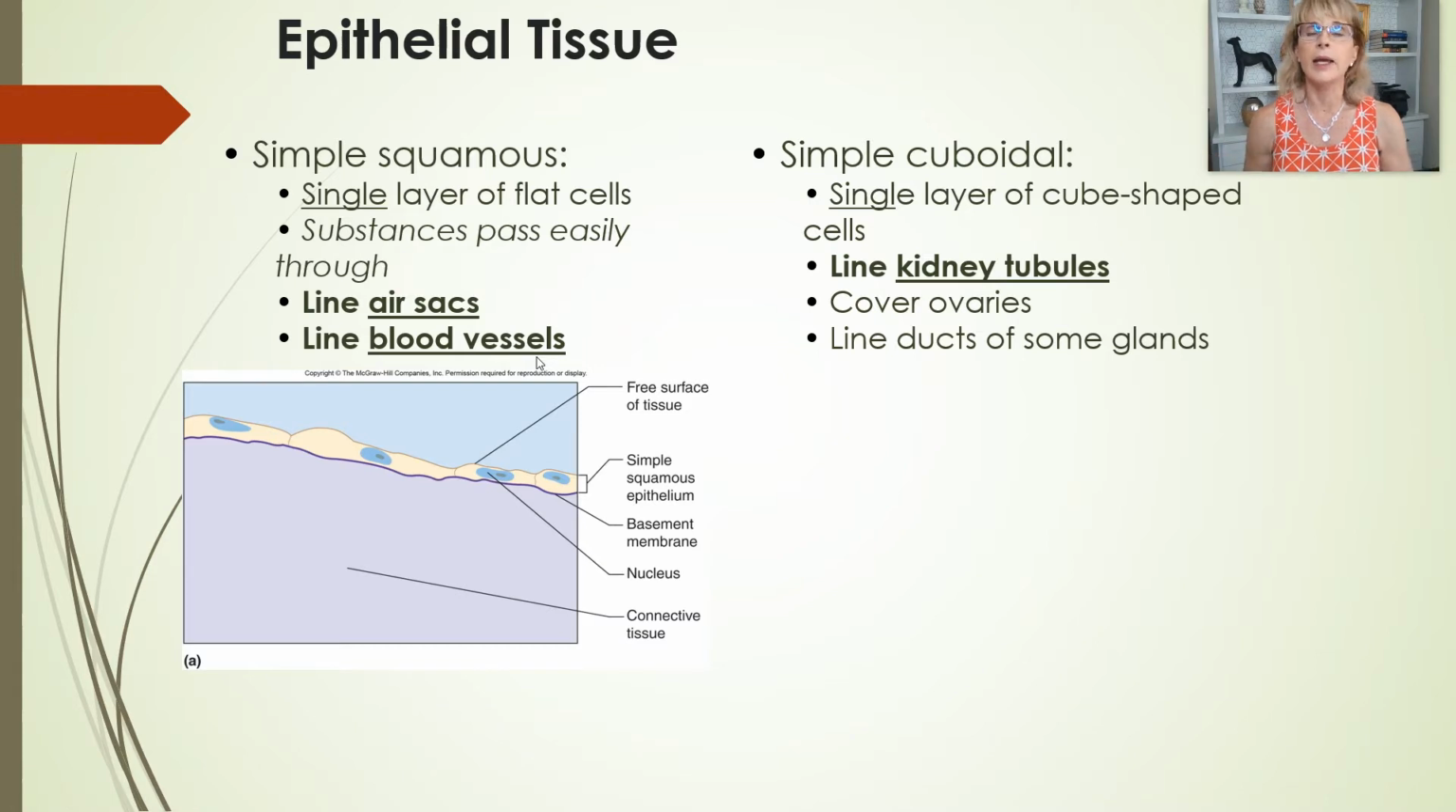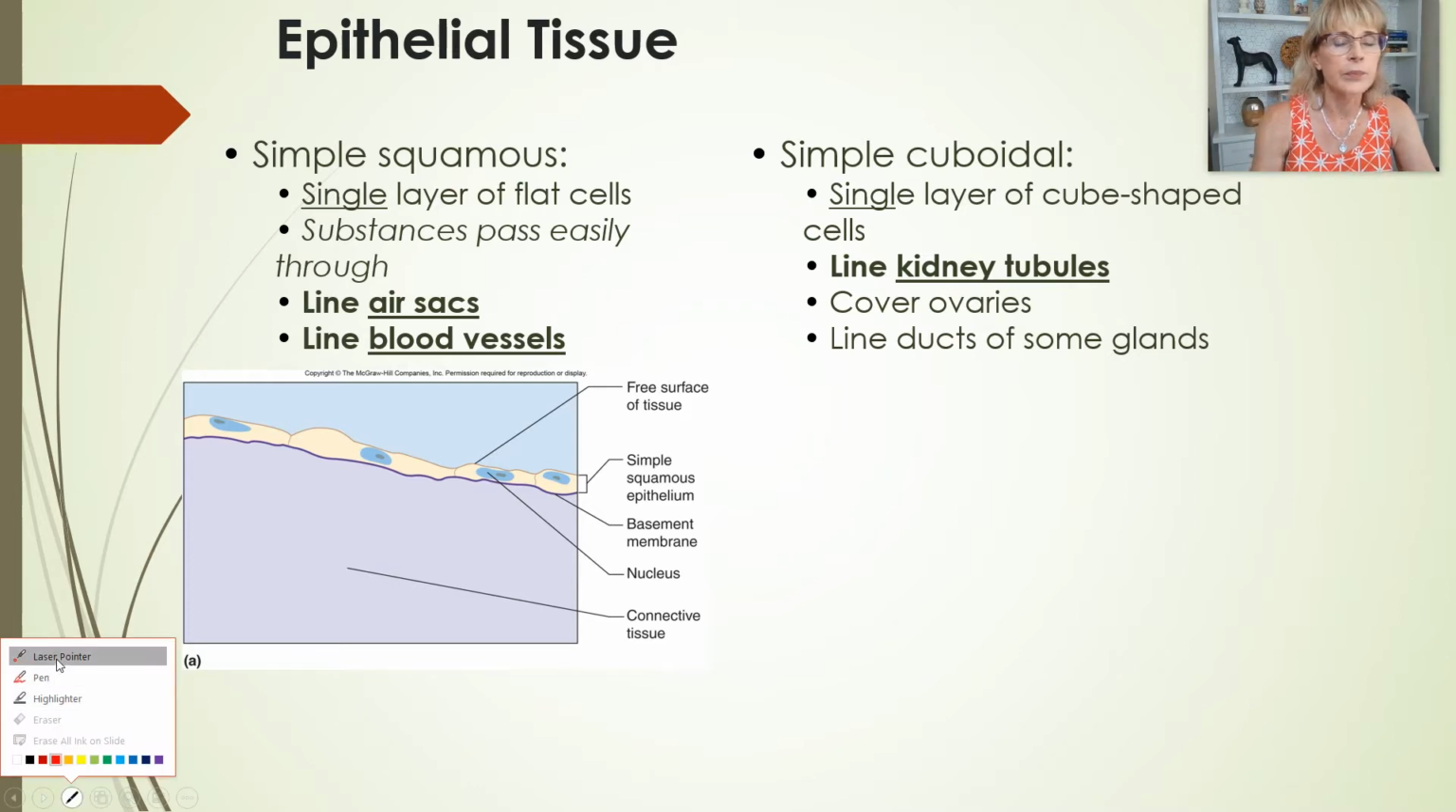So I might say the type of tissue that lines the air sacs of the lungs is, and you need to know it's simple squamous, not simple cuboidal, okay? That'll narrow things down. So now we're going to look at individual epithelial cells. Let me point out one thing.